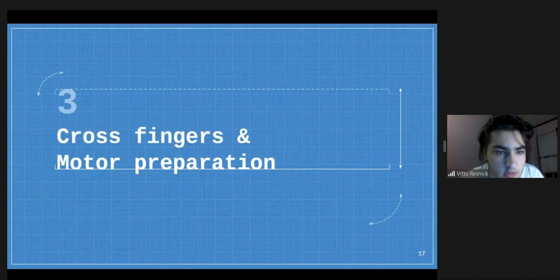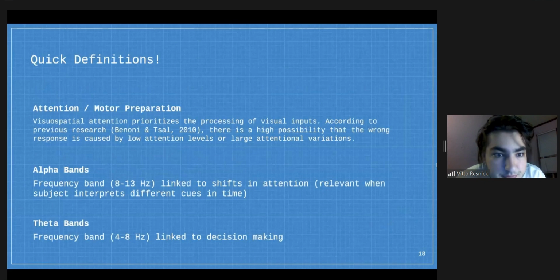Okay, so the next section is on motor preparation across the finger data. Here are some quick definitions. We wanted to look at motor preparation or attention in the context of some literature that found that there's a high possibility that wrong responses are caused by low attention levels or large attentional variations.